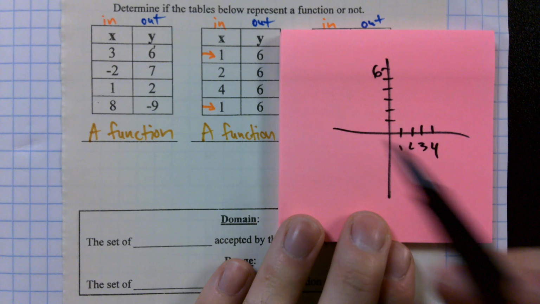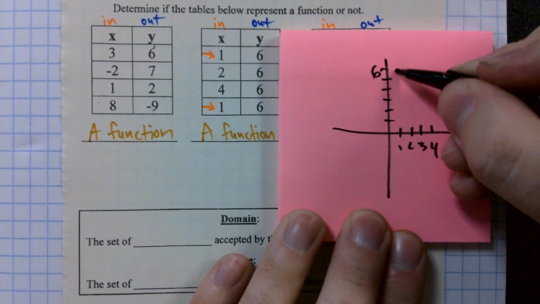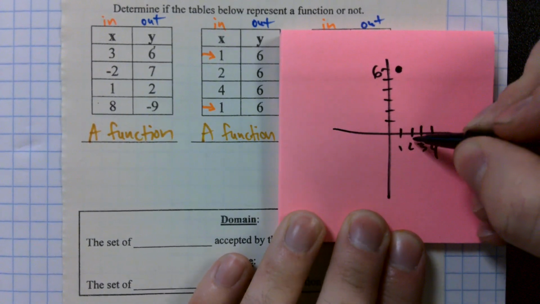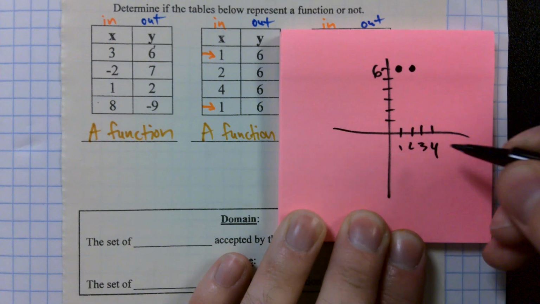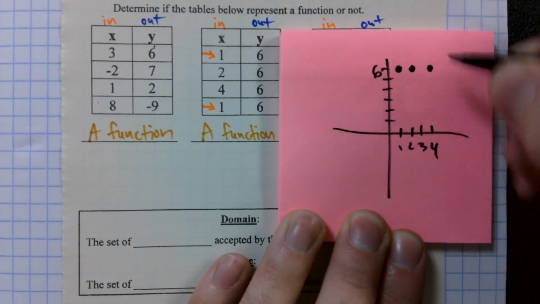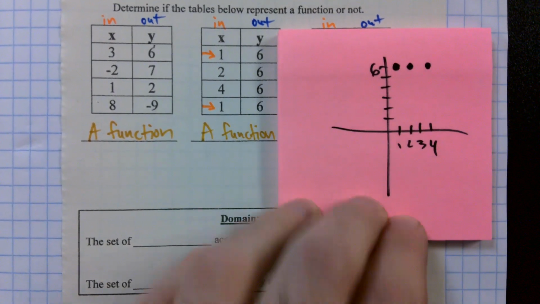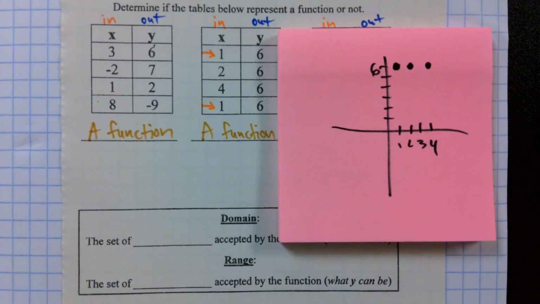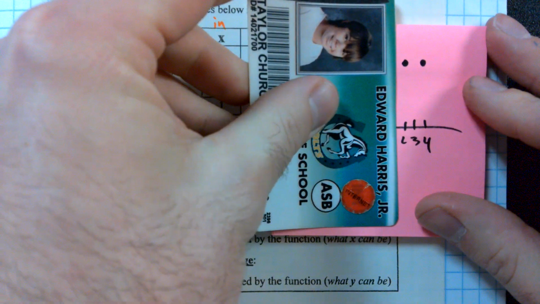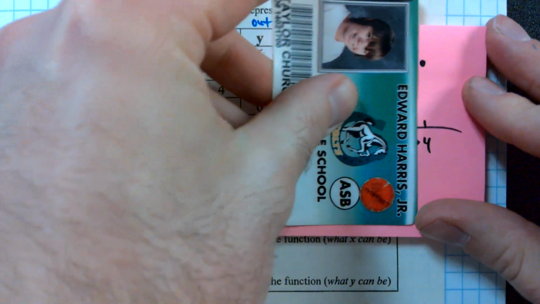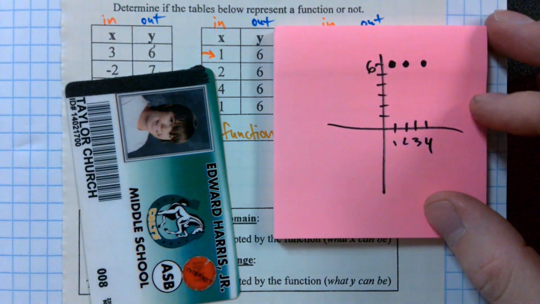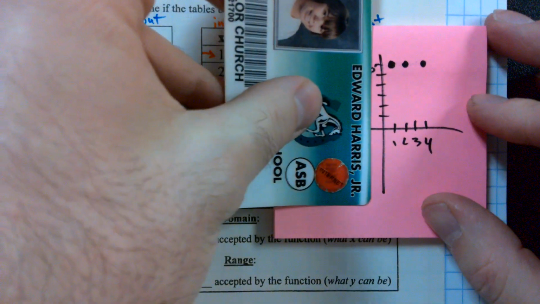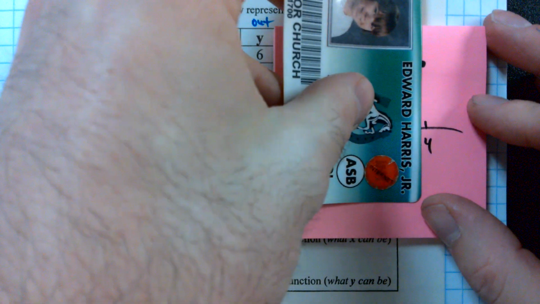Okay, I'm going to graph all these points. 1, 6; 2, 6; 4, 6; 1, 6 again. That's the same point. Let's say it's discrete, we don't even have to connect them. Does this pass the vertical line test? Yes, it does. Even though it's a flat line, it's still a function because it passes the vertical line test. Right?